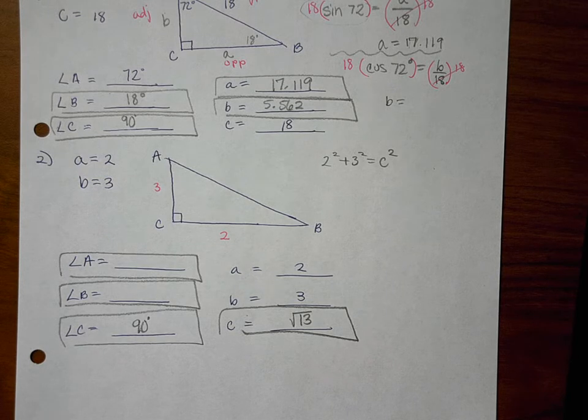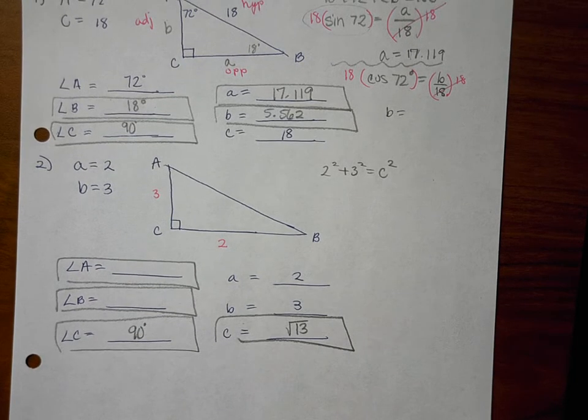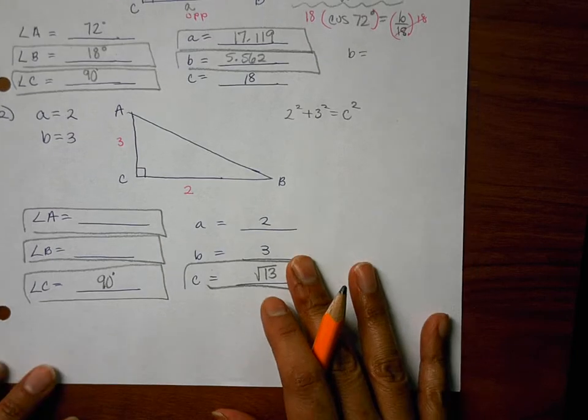We cannot assume that. It would be 45 if these two legs were the same. If they were both 3 or both 2, then angle A and angle B would be the same. But they're not, so we know for sure they're not 45, 45. Okay, I will tell you it's going to be SOHCAHTOA again, and I'm going to show you how to do it, and hopefully it comes back.